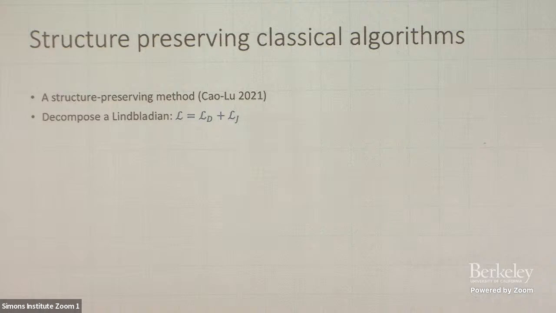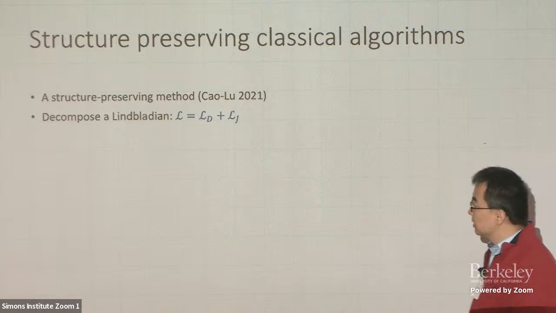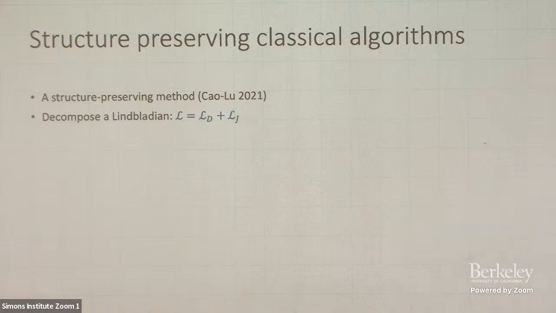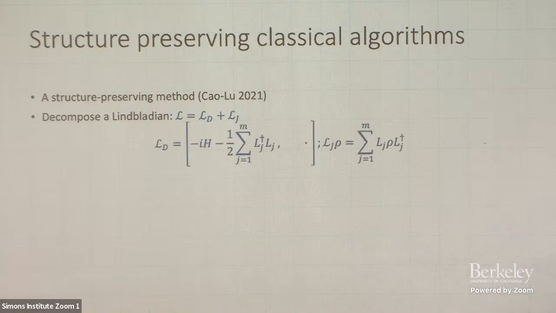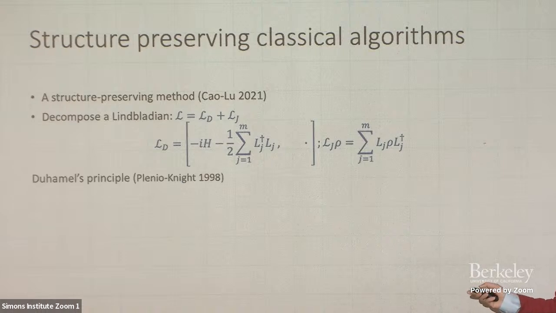Right. And so this question was solved by Cao and Lu, and this is Jianfeng's paper. And the idea is based on Duhamel's principle. The first step is to separate the Lindblad operator into two groups. And we kind of have done that in the first few slides. You group together the commutator and the anti-commutator term, right? And so this leads to non-Hermitian dynamics. And what you have left are these remaining terms, which are in the Kraus form.